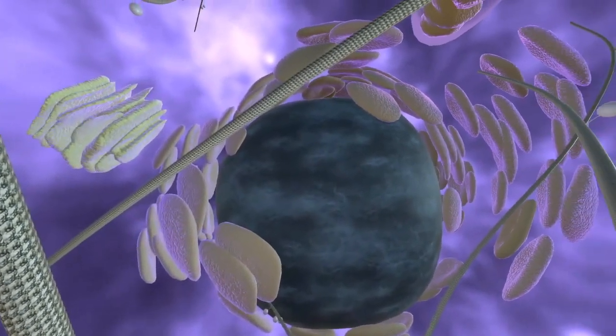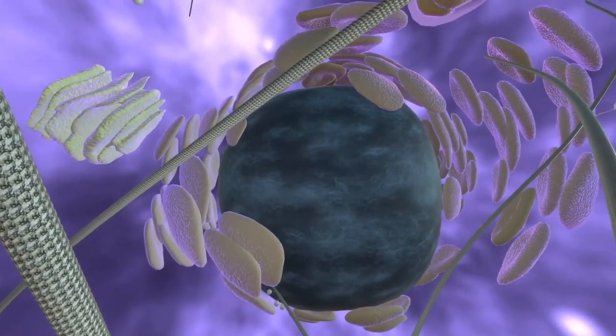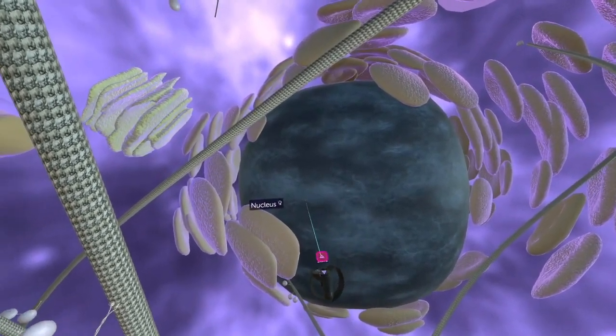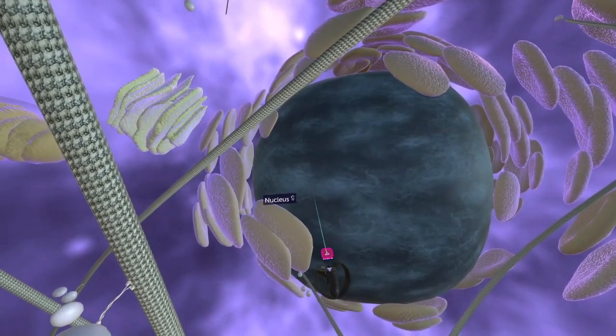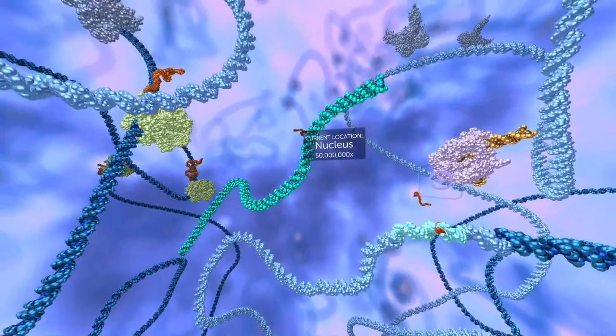In sickle cell disease and gene editing, what we really care about is the DNA, and that's all stored in the nucleus. So that's this big greenish blob right in front of you. So let's go into the nucleus and look at DNA. So here we are in the nucleus.